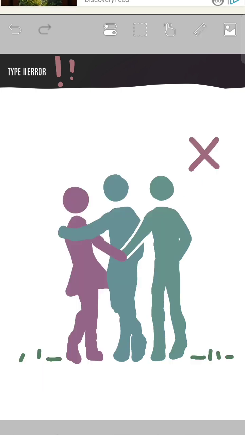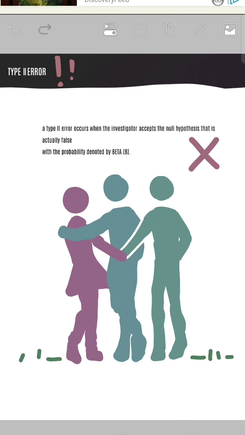Here's another error. It says here on the top that it's a type 2 error. Can you guess why? Well, to fully understand this, let's go back to another page so we can see what a type 2 error is. Here we go. A type 2 error occurs when the investigator accepts the null hypothesis that is actually false. What does that even mean? In other words, it's acceptance of the false, acceptance of the wrong.